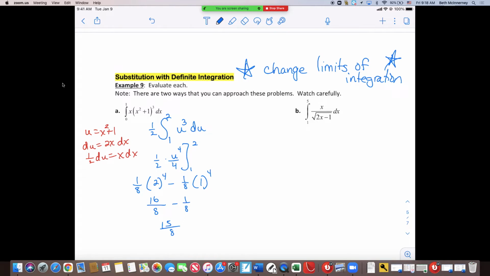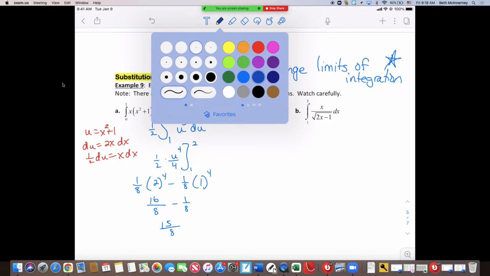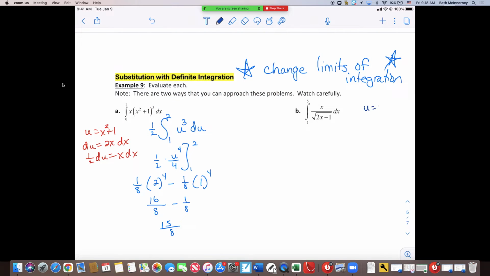All right, letter B. I'm going to let u be 2x minus 1. du is 2 dx. I don't see a 2, so I'm going to divide it out. I'm going to change my limits of integration. I'm going to have to deal with that x up in the top, too. So we're putting it all together on this one.